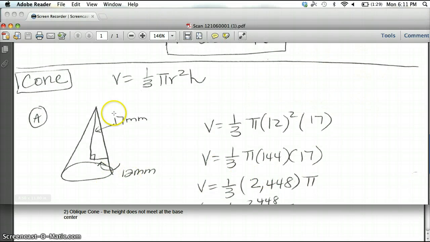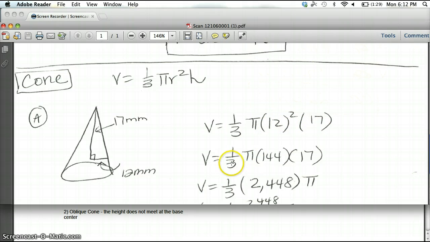So here our cone, we've got 1/3 pi radius squared times height, okay? So we have to first find what our radius and what our height are. Our radius is 12 and our height is 17. So the volume is 1/3 pi times our radius, which is 12 squared, times our height, which is 17.